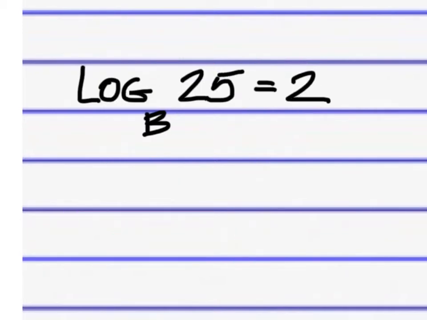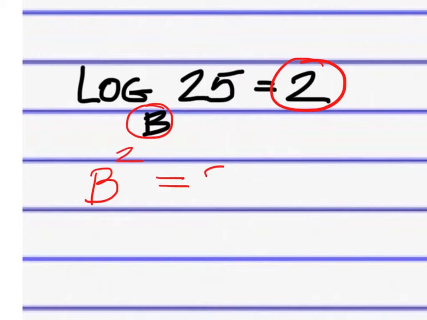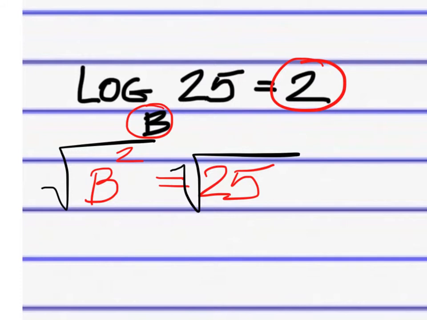Log base b of 25 equals 2. So if you remember the setup for a log, then you would know that b to the second power equals 25. So some number squared is 25. And of course that one's very easy to figure out, but if you did not know that, then what you would do is undo the square on the b squared by doing this. Square root, square root. Square root of b squared is b, square root of 25 is 5.